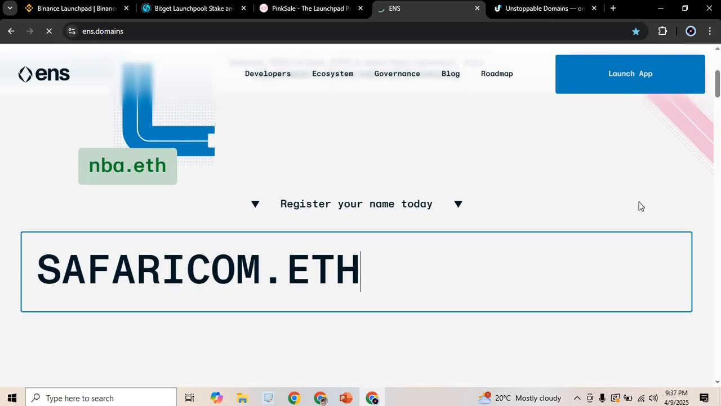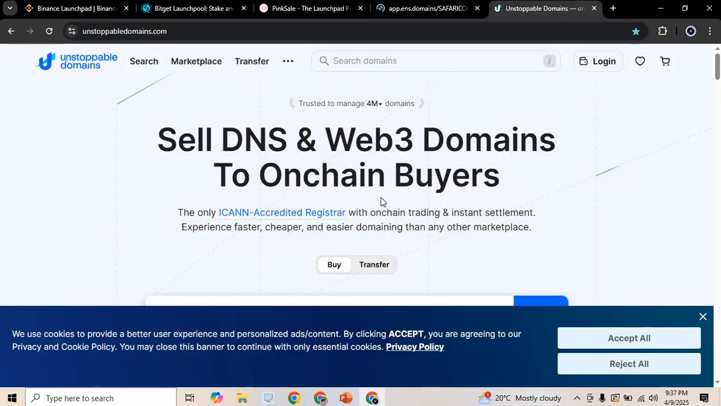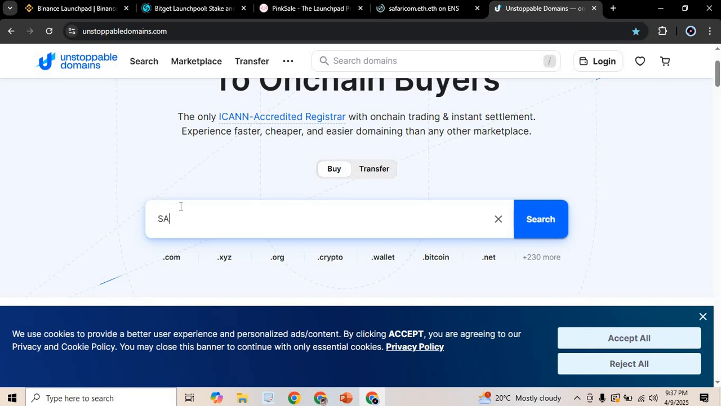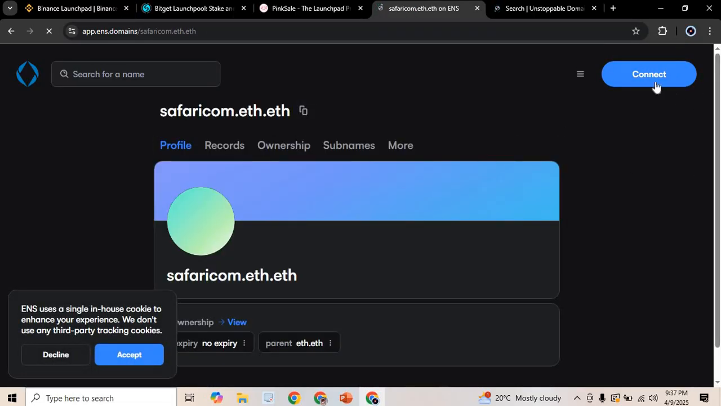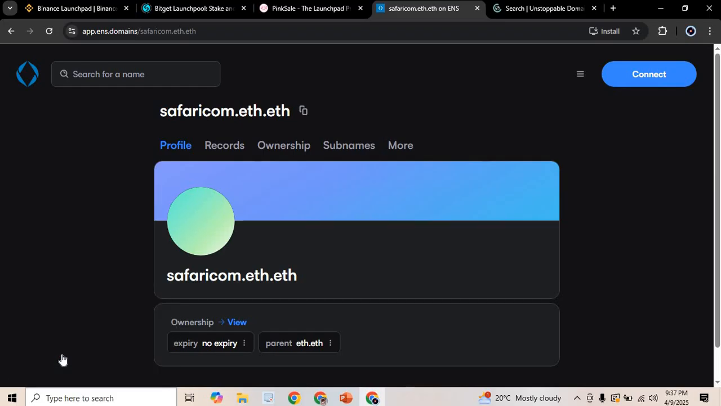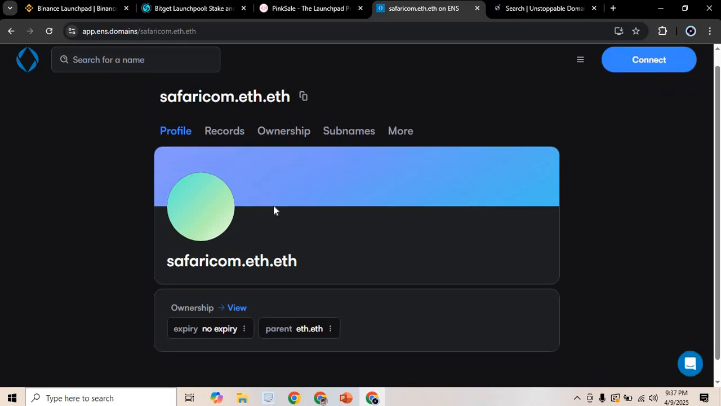You can also go to this other site. We've said if someone has bought it, all the sites will say that that domain name has been sold. Safaricom.eth. Let's search. You see, you need to connect your wallet. We've said if you want to buy an Ethereum Name Service name, you need some Ethereum in your wallet, then connect this site to your wallet so that you can use that Ethereum to buy this.